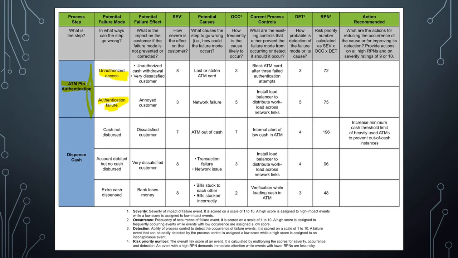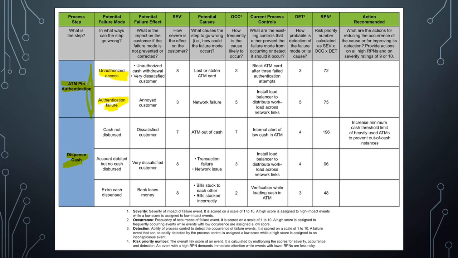I'm not going to go through all these. You can take a look at this. But likewise, under dispensing cash, there's multiple things that could go wrong here. And so you could list dispensing cash 3 times if you wanted. You could merge cells. It really doesn't matter as long as you have all the potential failure modes lined out here. And same thing here, you could duplicate a failure mode. You could have cash not dispersed twice if there are two different potential causes of this. So you would want to make sure that you're listing all of those.